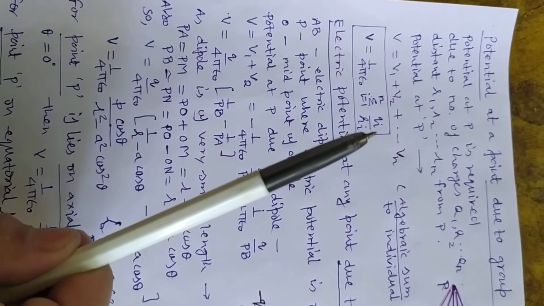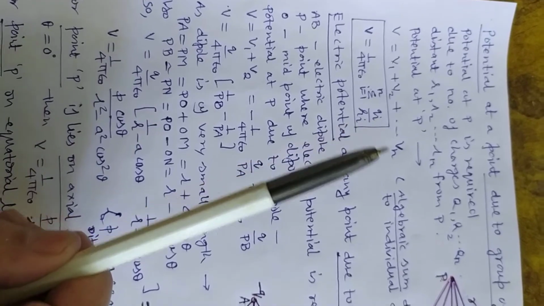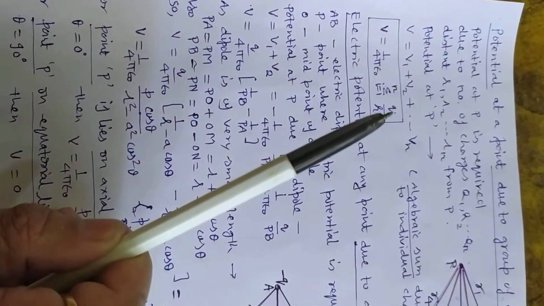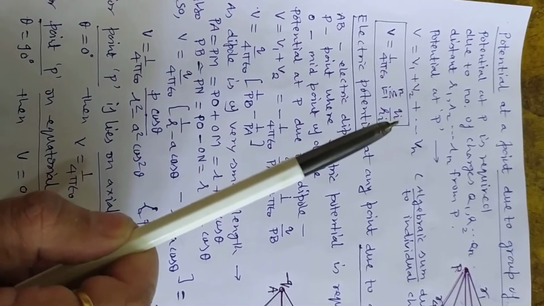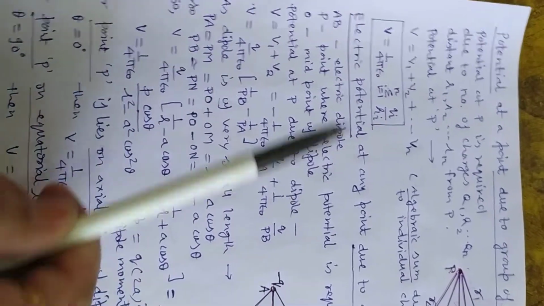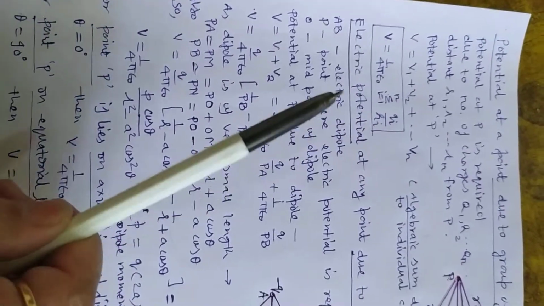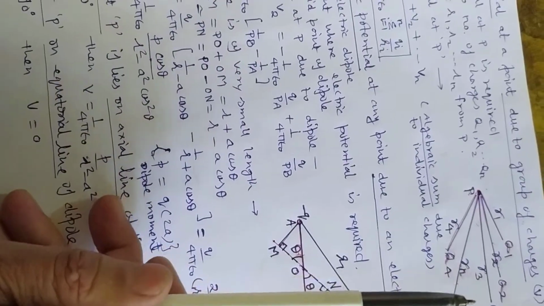Simply we can say that Q is to appear here with the sign of the charge. If positive, then positive. If it is negative, then let us put here a negative sign. So we can sum up and get this result. Similarly, we can proceed for the n charges available.